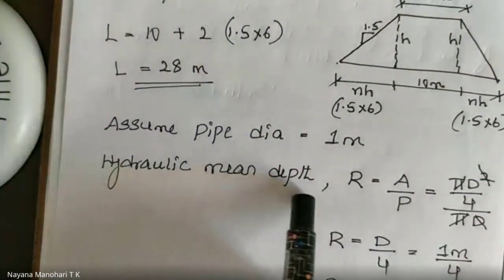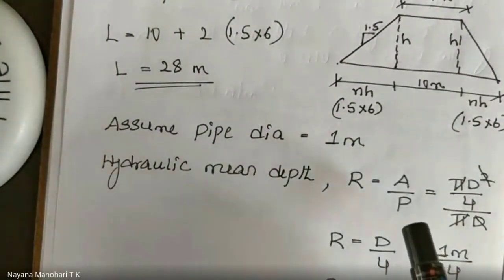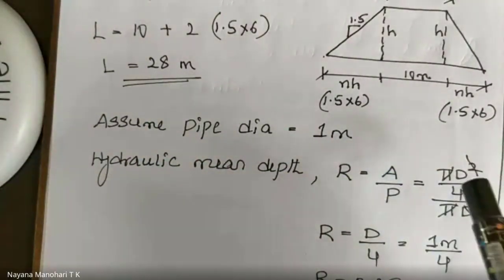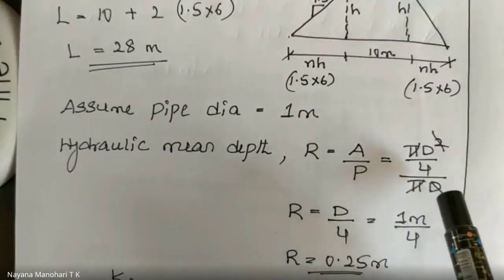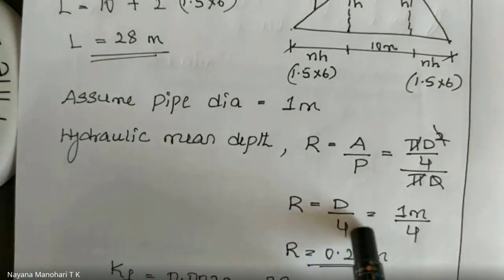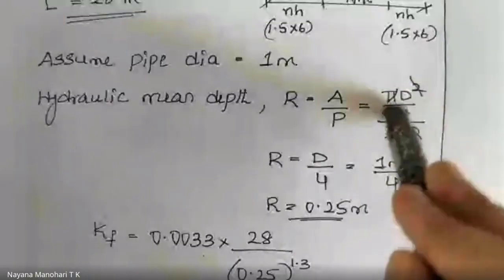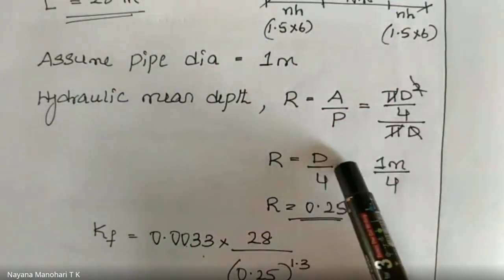Next you need to calculate the hydraulic mean depth, that is the R value. It is given by total area divided by perimeter. The total area of that pipe, it is circular, is given by pi d square by 4. Perimeter for a circle is pi into d. Simplify this equation, you will get d by 4. Directly you can take this value, d by 4. You can skip this step, directly you can take it as d by 4.